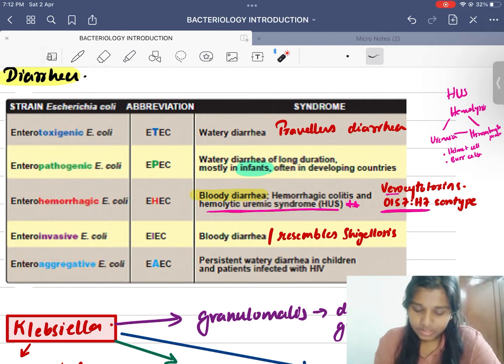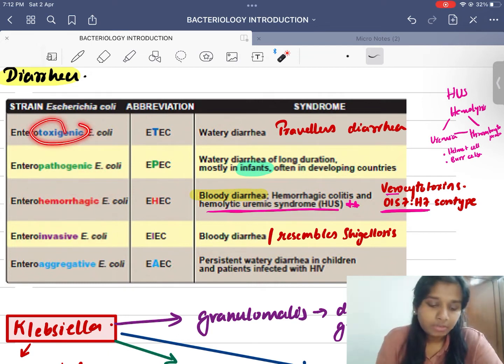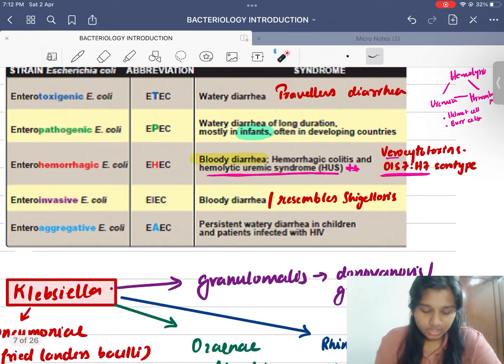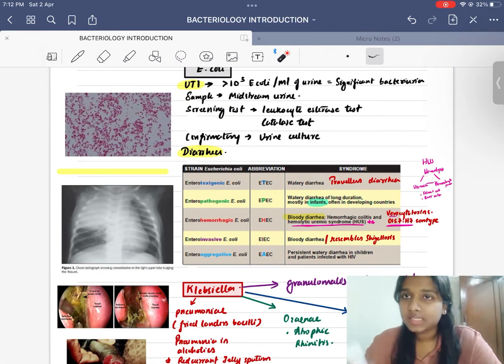Entero-aggregative E. coli. Now this one also has watery diarrhea. So for bloody diarrhea, you have two of them. Others are watery diarrhea. For traveler's diarrhea, remember toxigenic. For diarrhea in children, you remember pathogenic. Okay. So that is about E. coli. These are the important points.